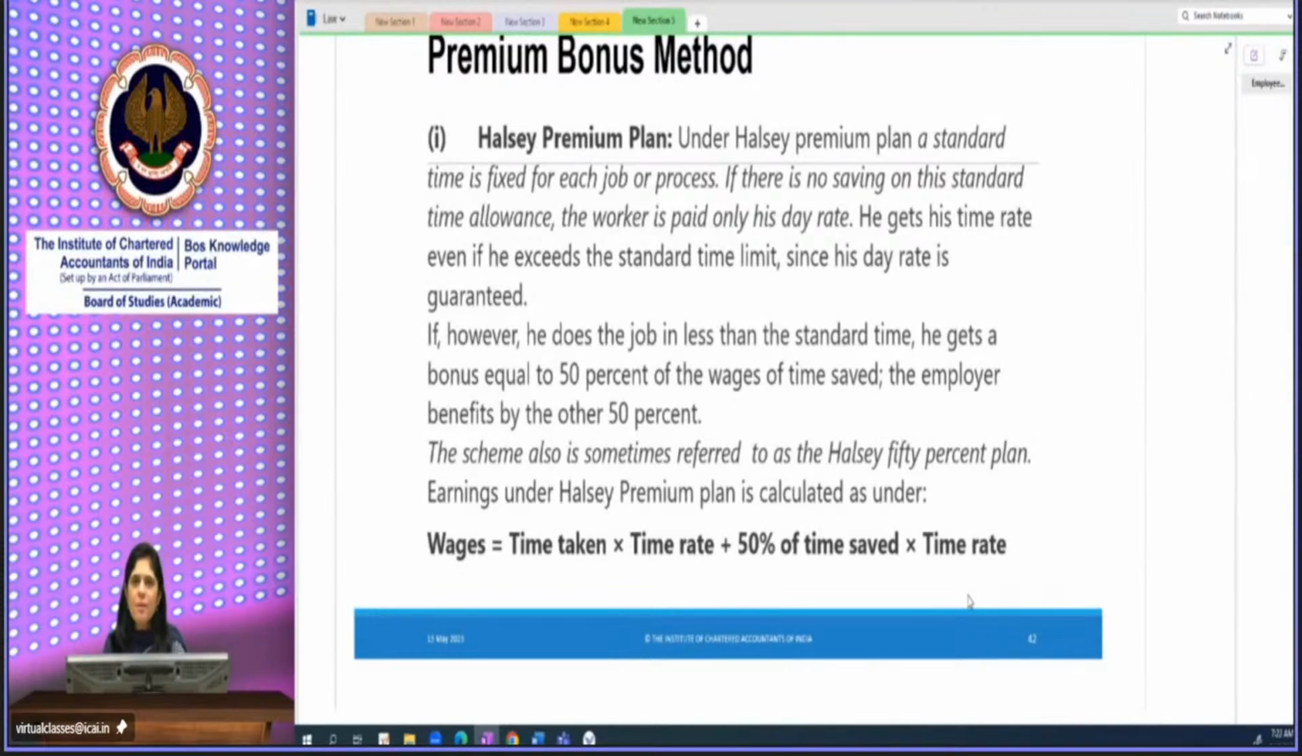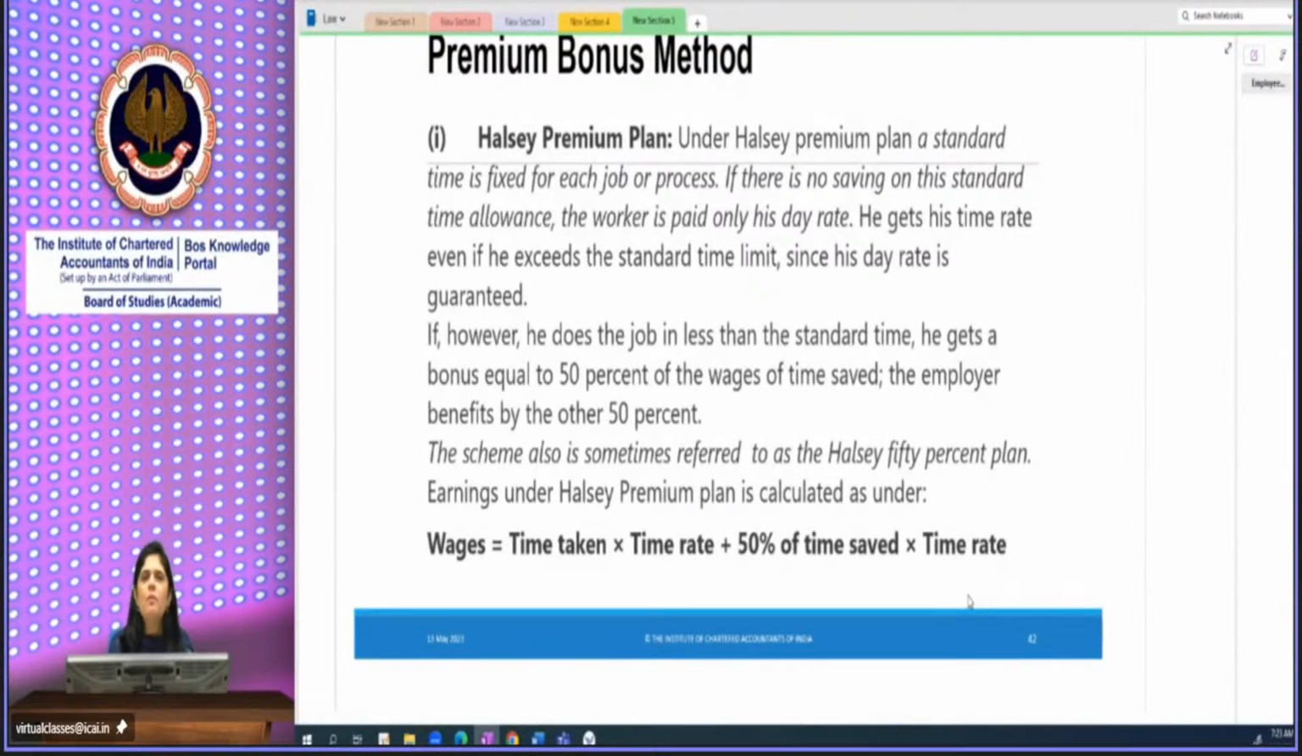So in the Halsey method, only if you are saving time will you be paid a bonus. Let us say the time allowed is 20 hours and you are taking 25 hours, then there is no bonus. Of course, for 25 hours, you will be paid the normal wages. But a bonus you will be paid only and only if you are saving time. So if the standard time allowed is 20 hours and you are taking 15 hours, that means you have saved 5 hours.